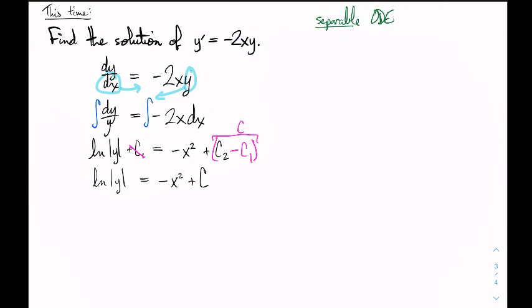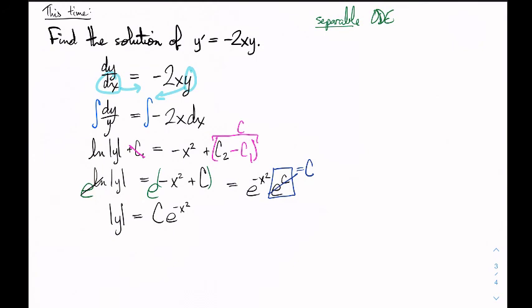And now I'm still trying to solve for y, so I will exponentiate both sides as follows. And let's see what happens. So on the left side, the e and the log cancel because those are inverse functions. So I just have absolute value of y is equal to, and then on the right side here, this splits as e to the minus x squared times e to the C by using the exponential rule. And then since this here is itself just an arbitrary constant, I'm going to replace that just by C. And now I have C e to the minus x squared.